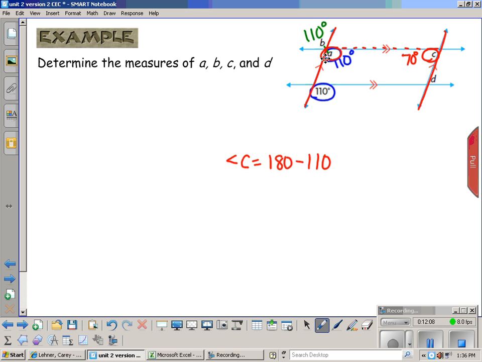And then angle C and angle D are alternate interior. They're in between these parallel lines on opposite sides of the transversal. And alternate interior angles are equal.